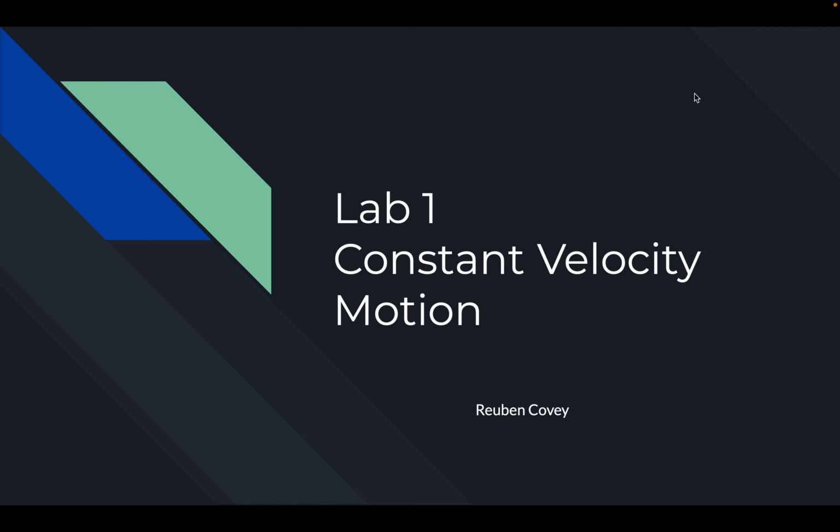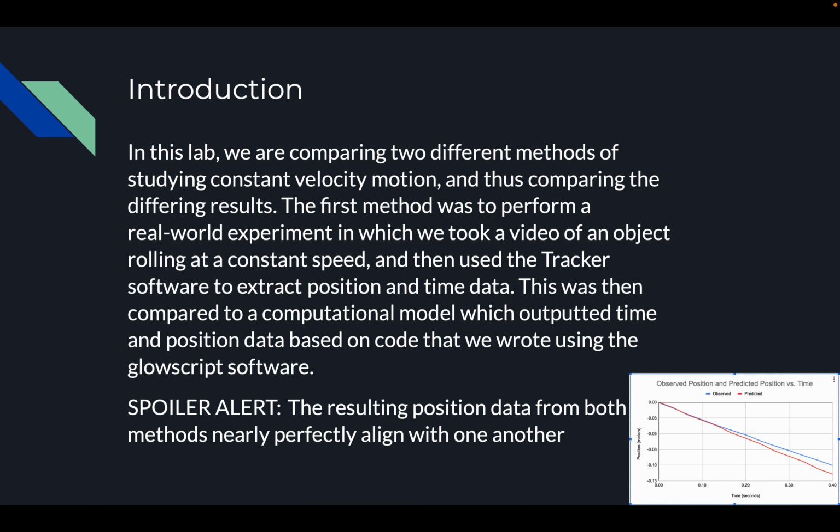Findings from Lab 1 surrounding the topic of constant velocity motion. As an introduction to the lab, we used two different methodologies of studying constant velocity motion, where we compared the position and time data of the video that we took of an object in constant velocity motion with the position and time data that was outputted from a computational model developed with GlowScript software.